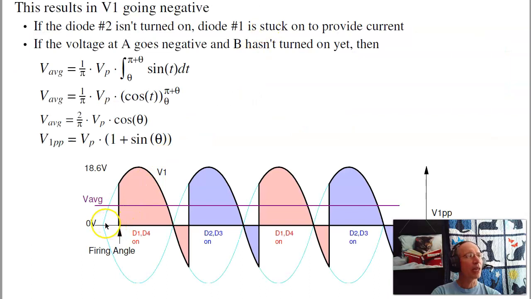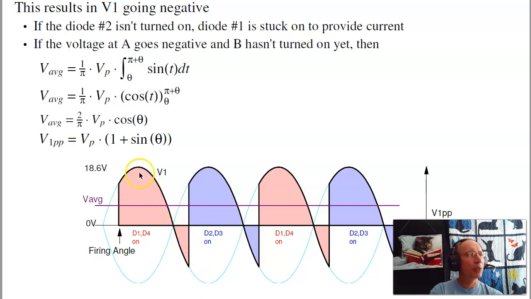And now the firing angle goes between 0 and 180 degrees. Well, if I have, say, a 30-degree firing angle, diode 1 turns on right here. It has to stay on until diode 2 turns on. Then diode 2 has to stay on until diode 1 turns on. So I get this negative voltage. Taking out that diode saves a little bit of money, but I get a bigger ripple.